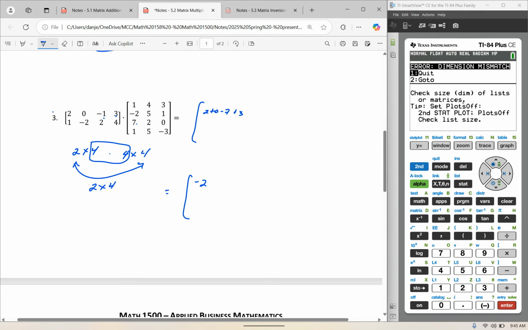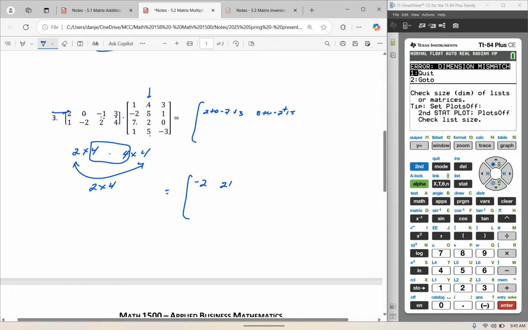Now I'm going to do the first row times the second column. 2 times 4 is 8. 0 times 5 is 0. -1 times 2 is -2. 3 times 5 is 15. 8 minus 2 plus 15 is 21.